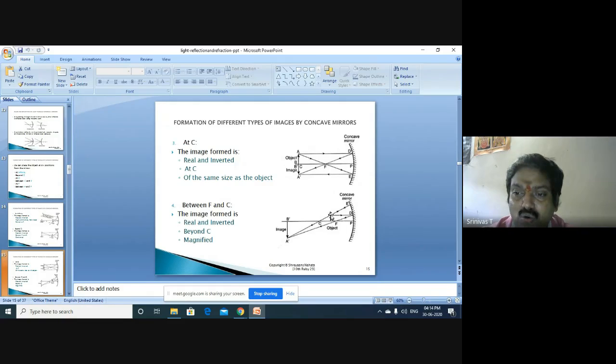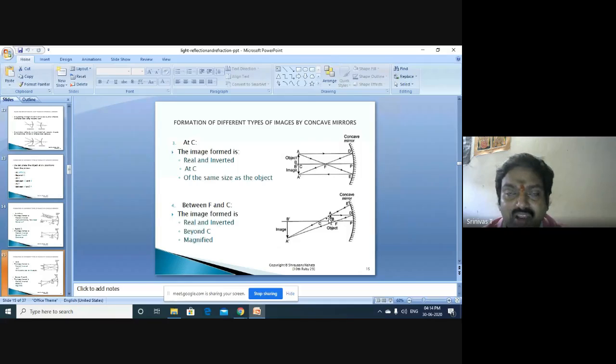The other line goes like this, and after reflection it retraces its path, particularly because this light ray that is emitted at the tip of A is in the direction of C. So it also retraces the path of C, that is, it goes via C. And these two lines meet at point A dash. So now we can conclude by looking at B dash and A dash, because B dash is the image of the point B and A dash is the image of point A.